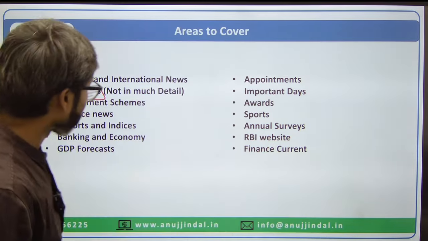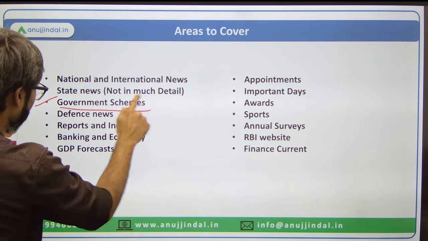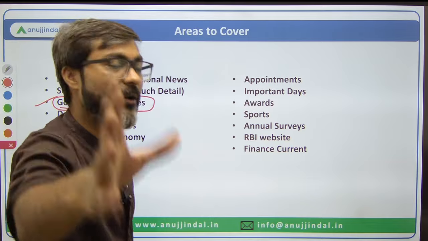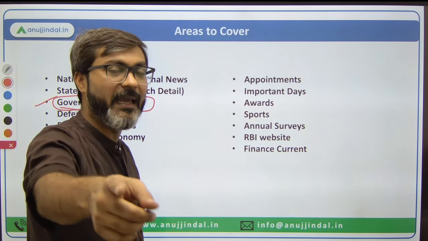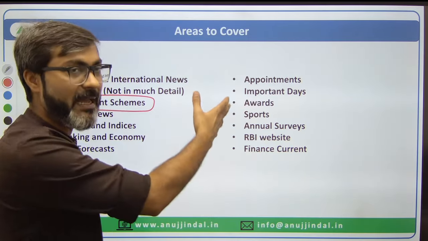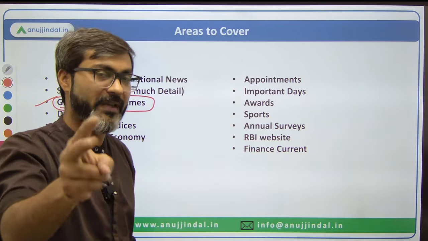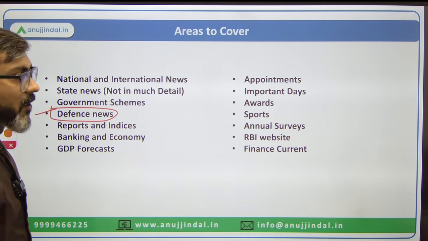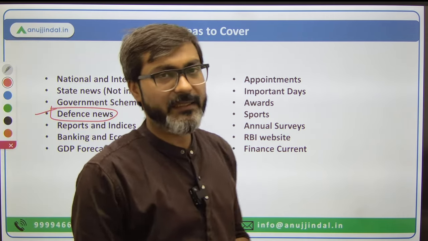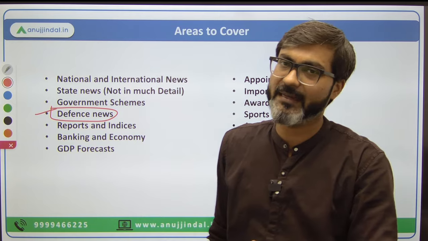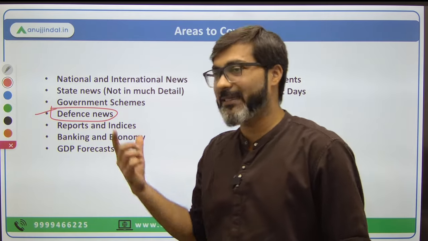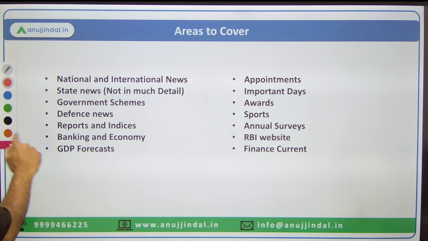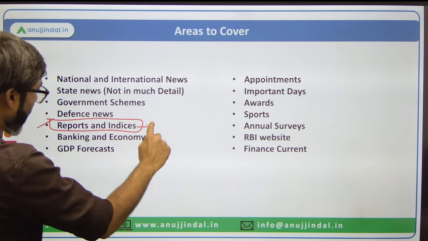All right. Obviously, government schemes you have to do. Government schemes ke bina aap RBI ka exam clear hi nahi kar sakte. Mark my words. Agar phase 1 galti se clear ho bhi gaya, to phase 2 nahi hoga. And here I am talking about general awareness for both the phases. Right? Defense news, agar koi missile humne banayi hai ya koi exercise hui hai kisi bhi XYZ country ke saath. We have launched any missile or we have done any exercise with any country. Right?